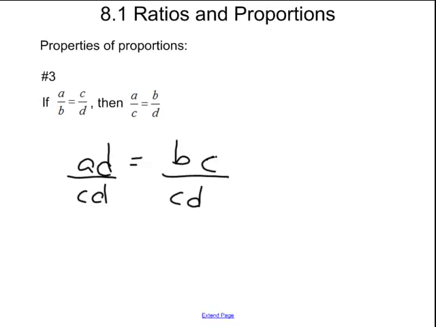Now I can cancel out a D on the left-hand side, I can cancel out a C on the right-hand side. On the left-hand side I have A over C, and on the right-hand side I have B over D. All of these are true only when the letters do not stand for 0. Division by 0 is still a problem with any of these properties.